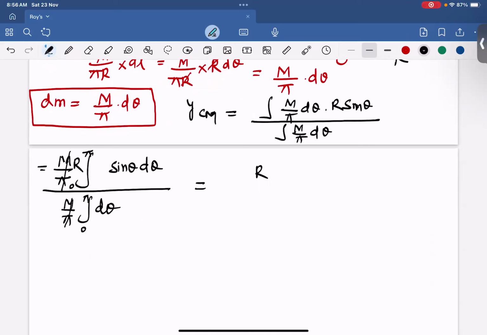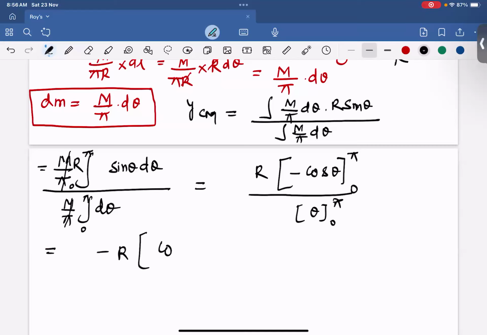So it becomes r sine theta. The integration is minus cos theta from 0 to pi, and the integration of d theta is only theta from 0 to pi. I can take the minus sign outside: minus r, cos pi minus cos 0, divided by pi minus 0.